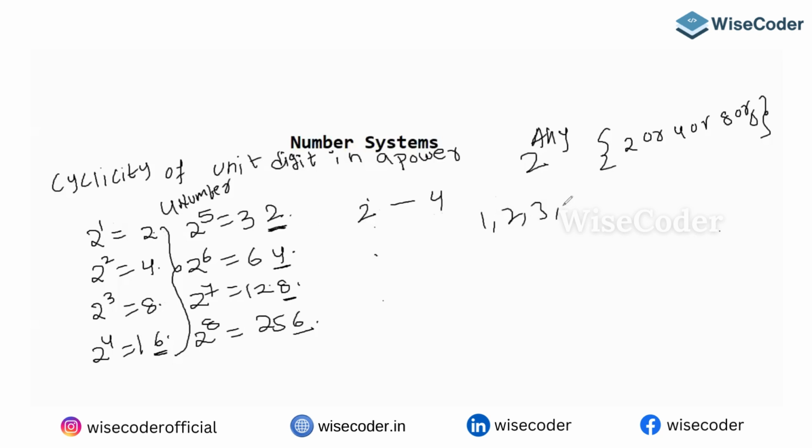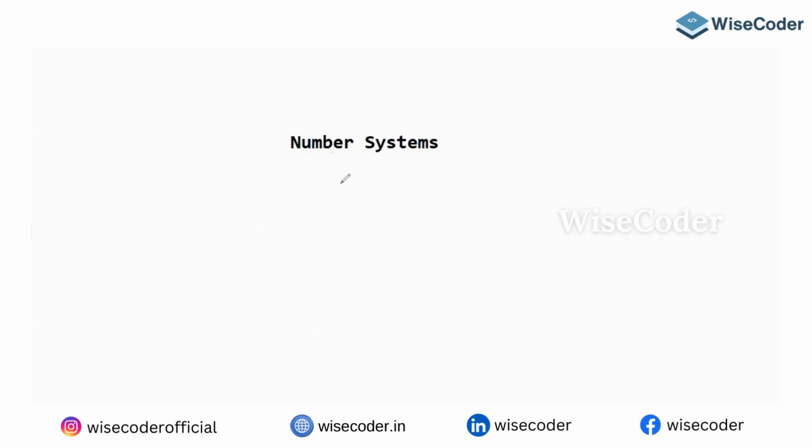Like that, how many digits do you have? 1, 2, 3, 4, 5, 6, 7, 8, 9. 1 power anything will be 1. Unit digit is 1. Yes or no? So the remaining numbers we need to figure out. Next, 3 powers. What is 3 power 1? 3. 3 square is what? 9. 3 cube is what? 27. 3 power 4 is what?